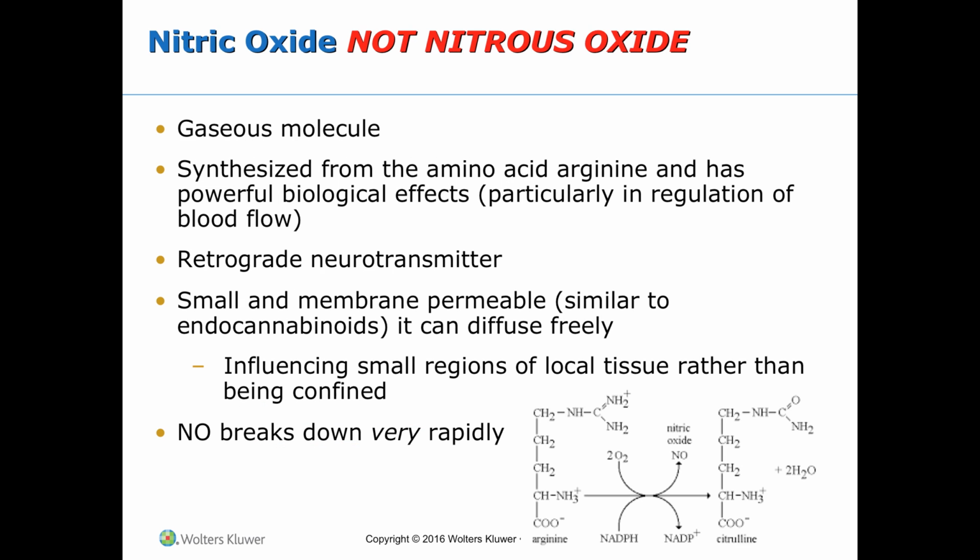Nitric oxide is an example of a retrograde molecule. This means that it acts in a reverse fashion, going from the postsynaptic back up to the presynaptic terminal. This is a gaseous molecule, so it's a good example of a non-classical neurotransmitter. It's synthesized from the amino acid arginine and has powerful biological effects, particularly in the regulation of blood flow. It's very small and it's membrane permeable. It's a gas, so it has the ability to diffuse freely, but it does break down very rapidly. Because it diffuses freely, it influences very close regions of tissue, rather than being confined directly to only one synaptic space.